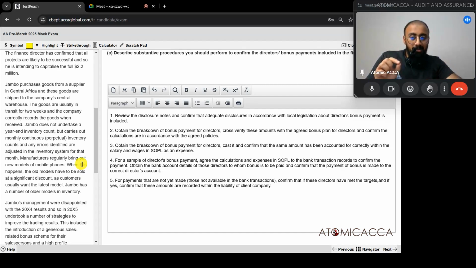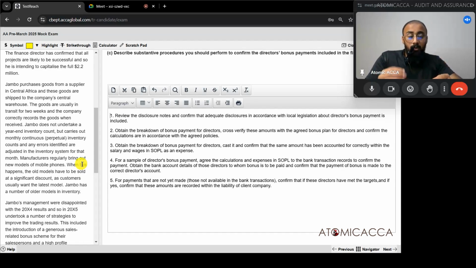Okay, so obtain written representation reviewing the disclosure note. This is kind of a general point that you can use in most of the procedure cases, but don't try to use it in a repeated manner. Try being little more case specific and finding out in a more practical manner.